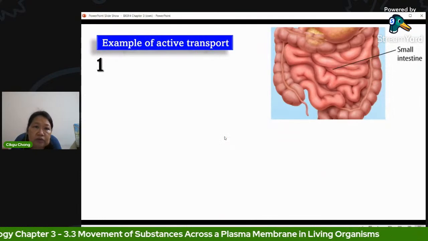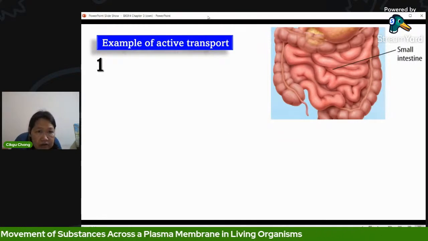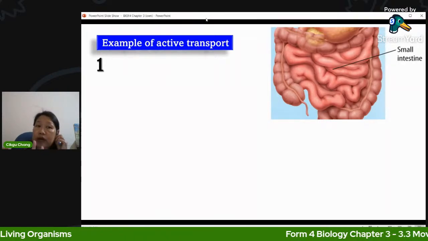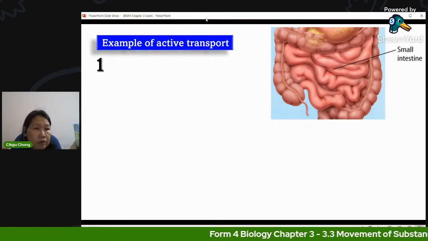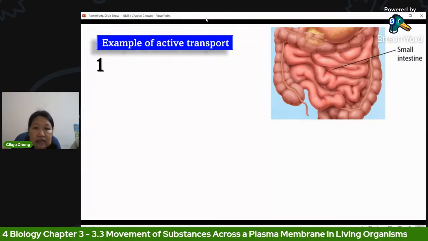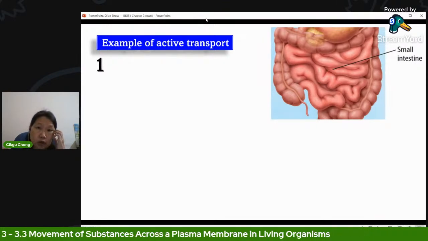Next, let's look at examples of active transport. Just now was passive, now active transport. Remember, you need to remember at least 2 examples for every type of method, so that when you write your essay or when you're asked to give examples, you are able to cite an example anytime. That strengthens your answer.